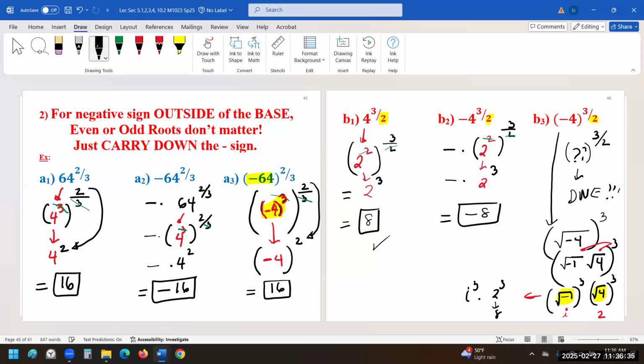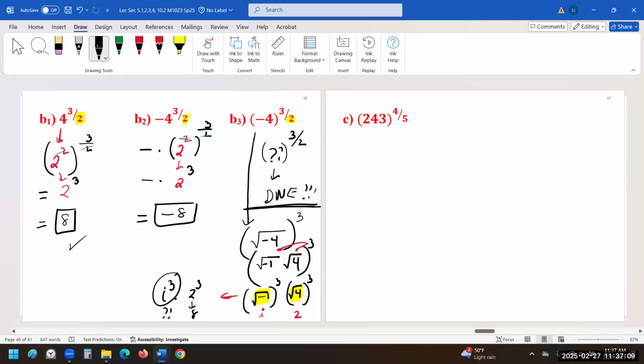2 cube is 8. It's easy. But what is i cube? You don't know that yet. So that's why for this exam, if you see this, DNE is fine. But later, when you go to the imaginary section, you actually have to do lots of steps like this, all the steps. So for this exam, DNE is fine, no problem. Any other question? Okay.